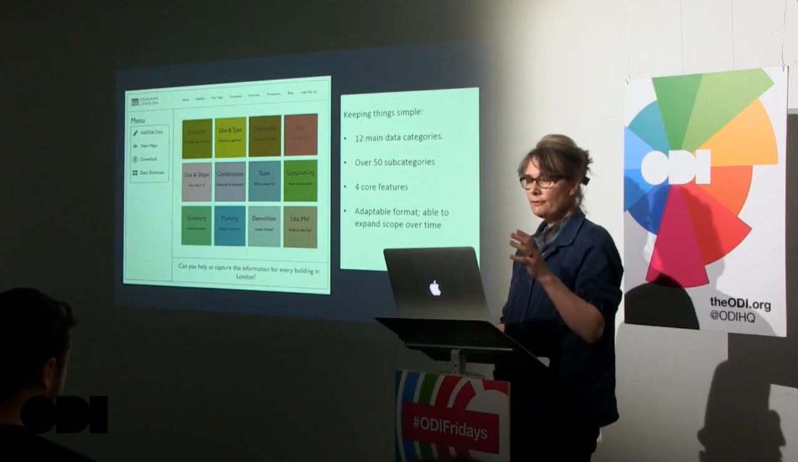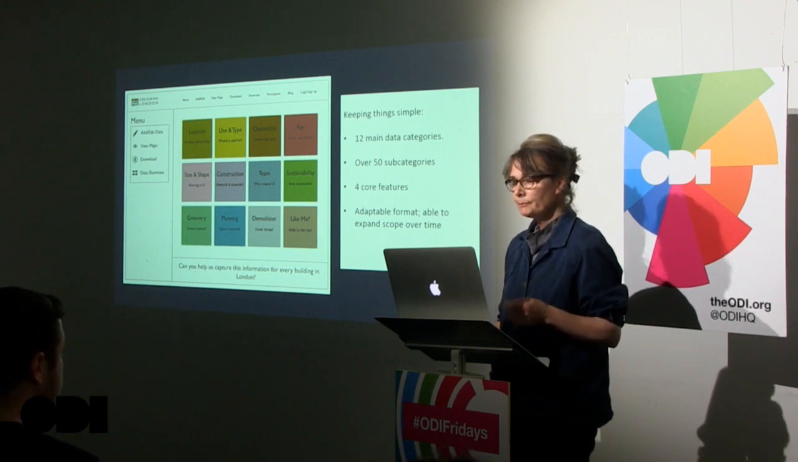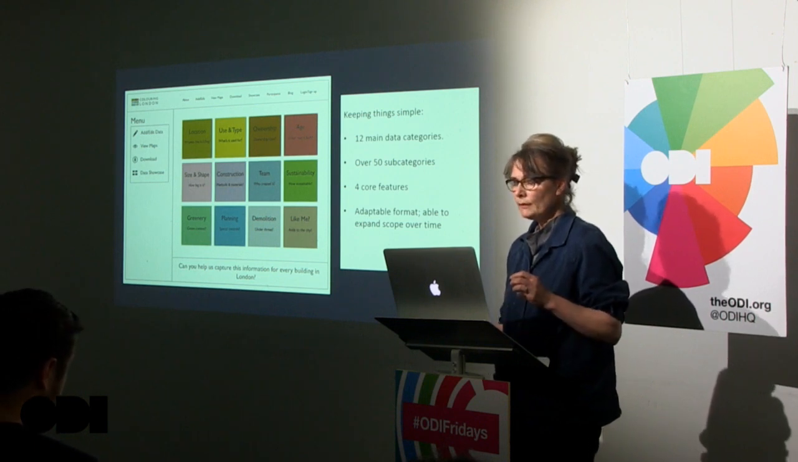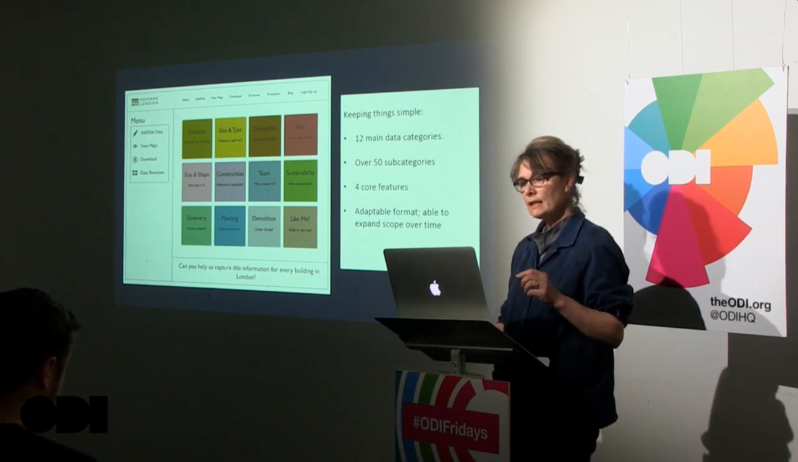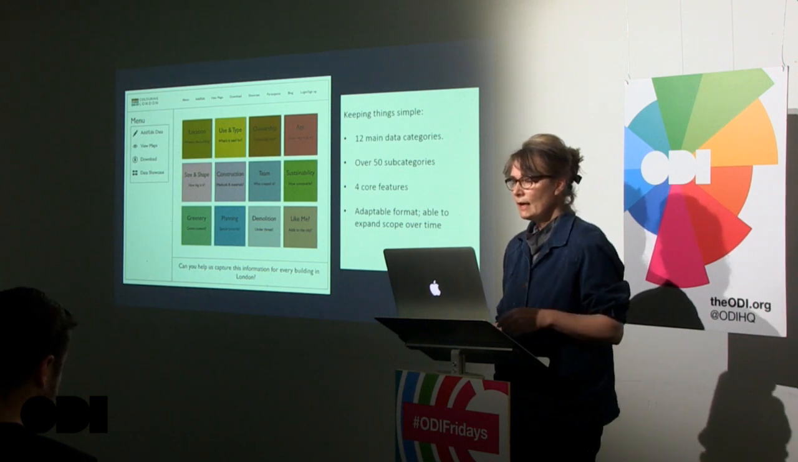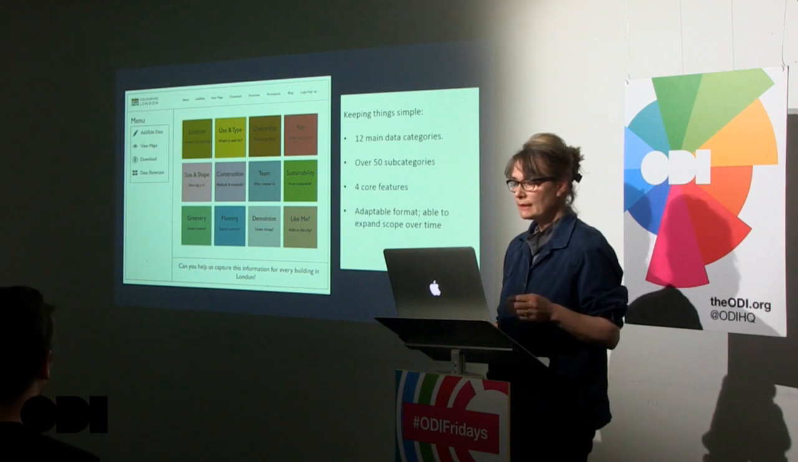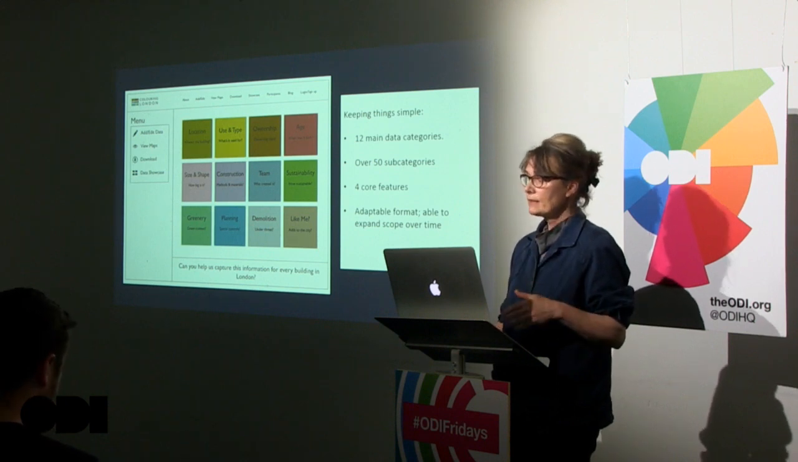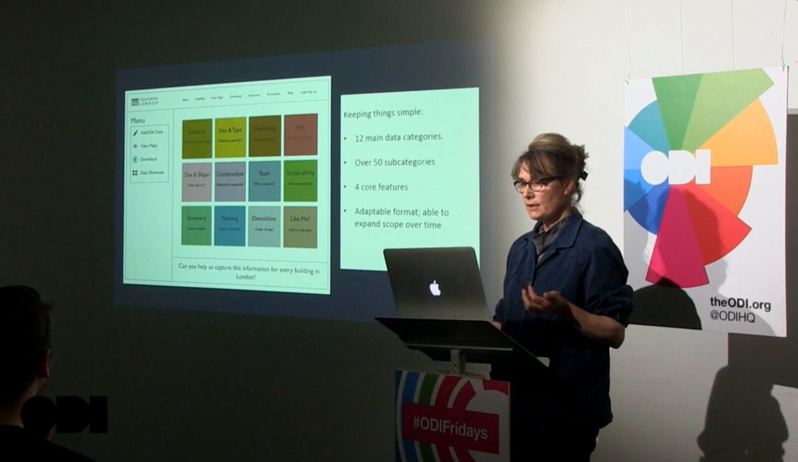So we have location data, clearly critical, the use and type of building, and the ownership of the building. This isn't detailed ownership, it's mainly whether it's state, non-profit or private. Age data, size and shape, construction, the team who built it, the sustainability in terms of energy and repairability, the green context for the building, planning controls, whether it's under threat, and whether you like it and think it contributes to the city.